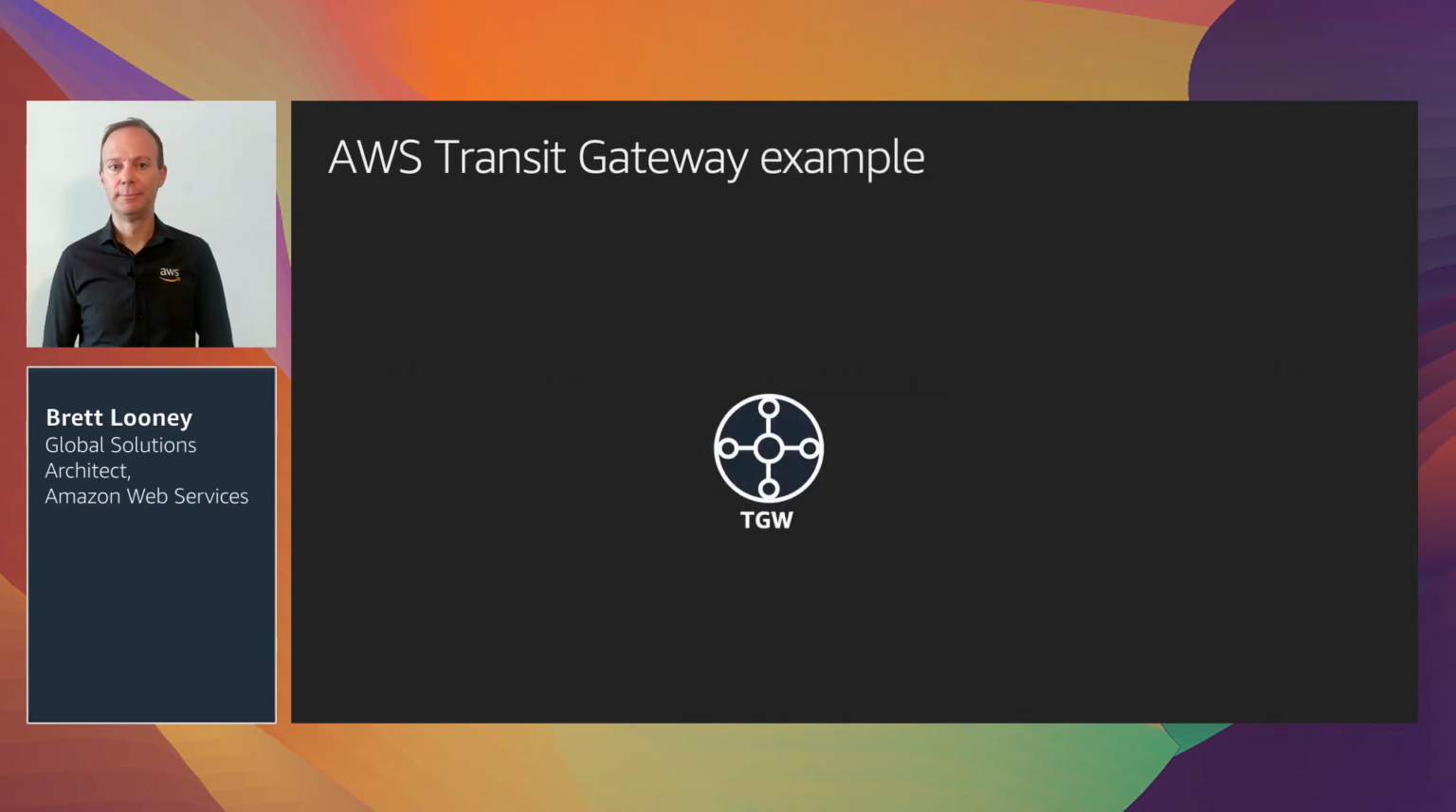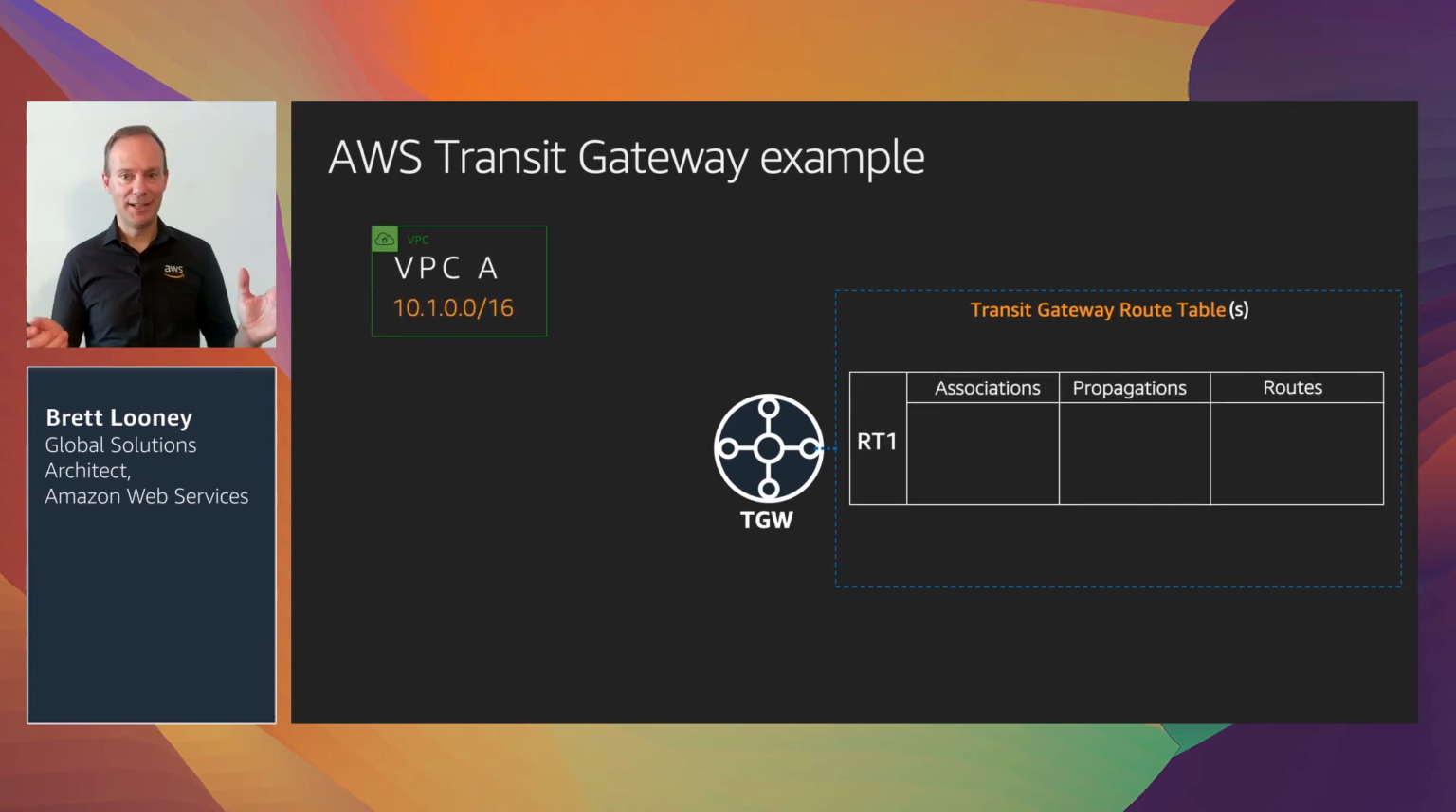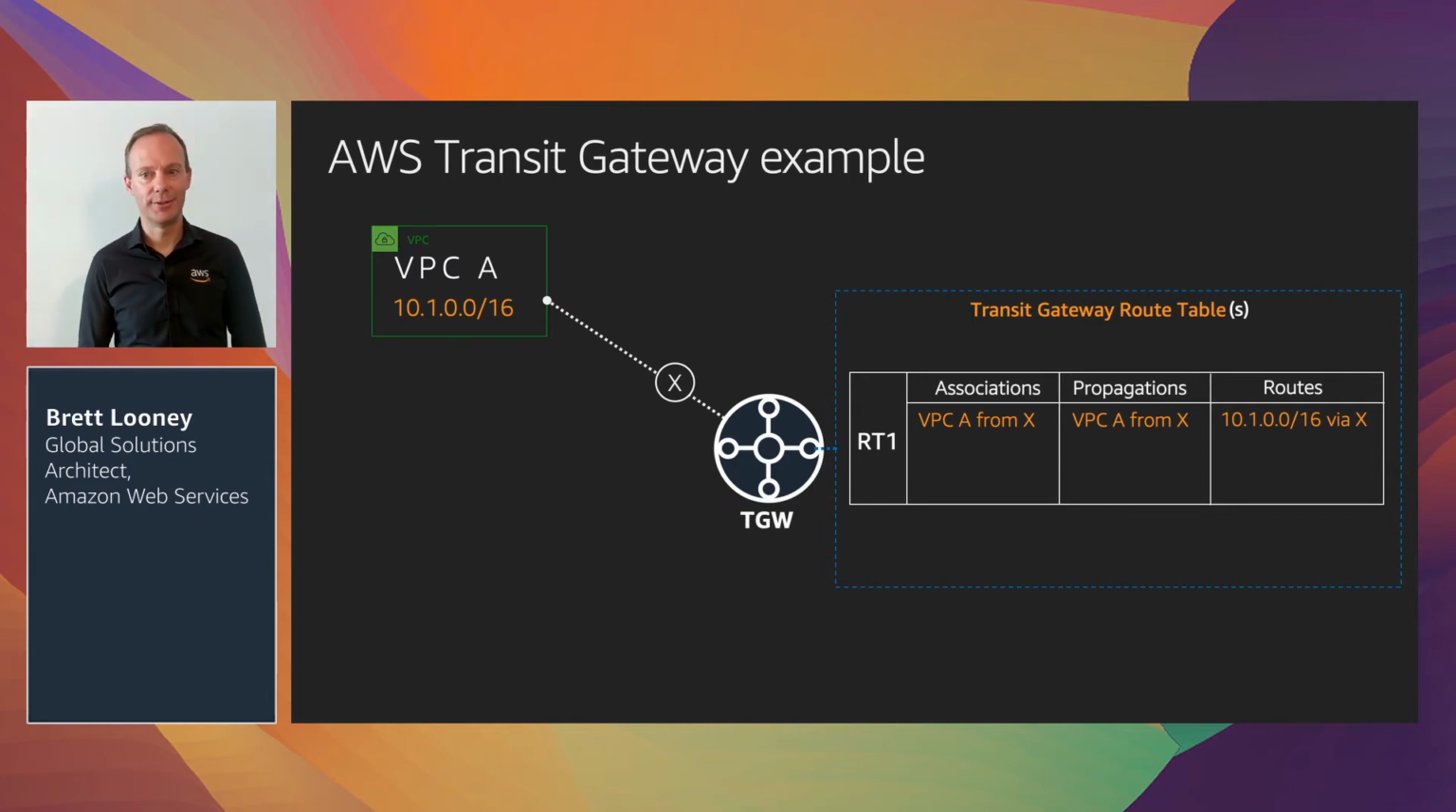So let's look at an example. Here's Transit Gateway, and this is what the route tables are going to look like. So VPC A, and let's actually use some real IP addresses, has 10.1.0.0/16. When we associate VPC A, that comes across connection X. We propagate the routes from VPC A across X into the route table, and therefore we've learnt how to get to 10.1.0.0/16, and it is via association X.